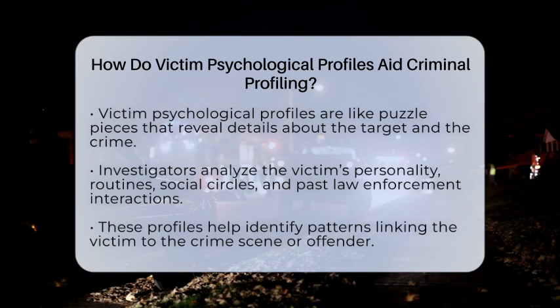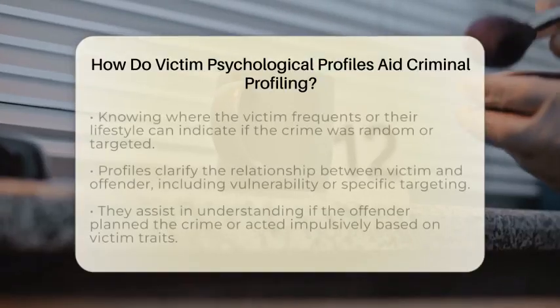When investigators build a profile of the victim, they look at their personality, daily routines, social circles, and even past interactions with law enforcement. This detailed picture can show patterns that connect the victim to the crime scene or the offender. For example, if a victim is known to frequent certain places or has a specific lifestyle, it can point to whether the crime was random or targeted.